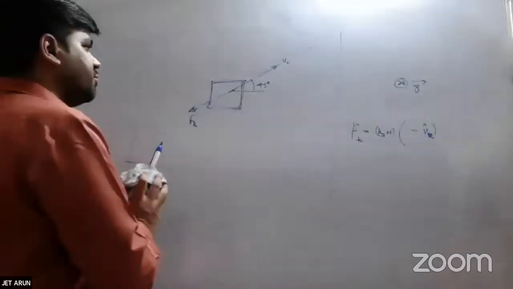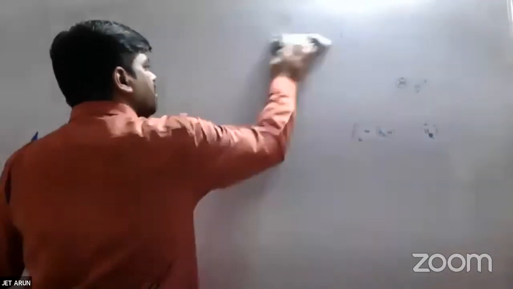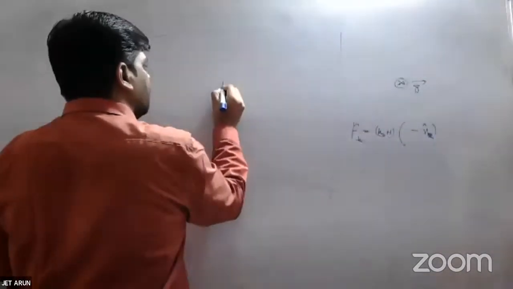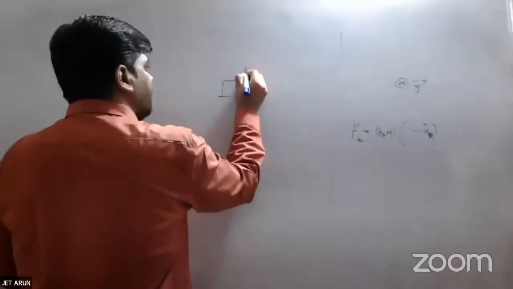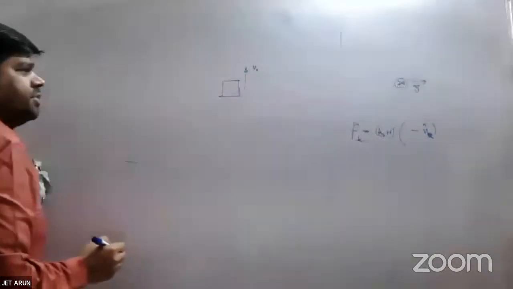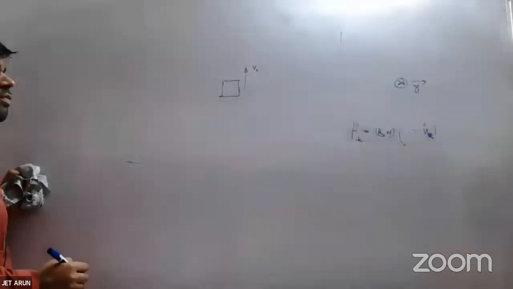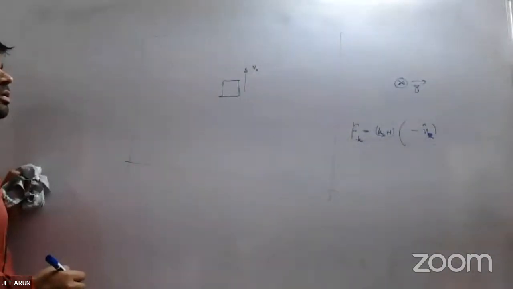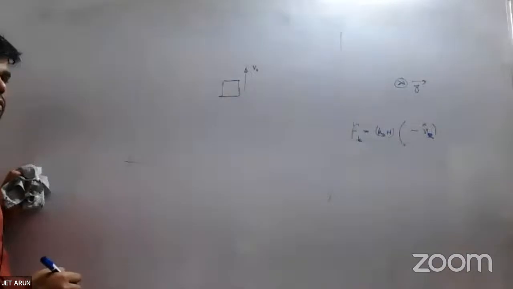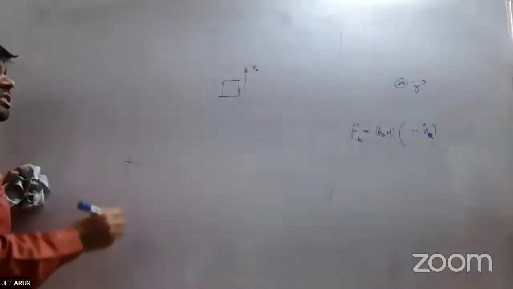Now, look at this, students. Presume this block is moving upward with velocity v naught. So friction will be leftward, rightward, downward, upward? Downward. Kinetic friction is downward.